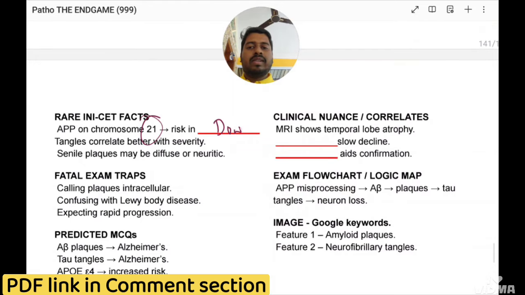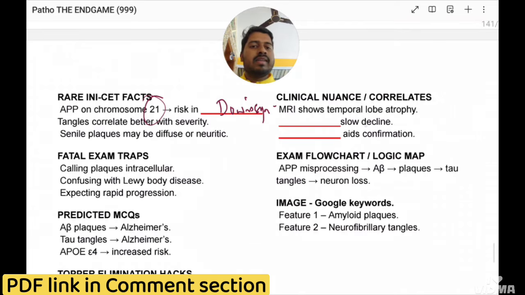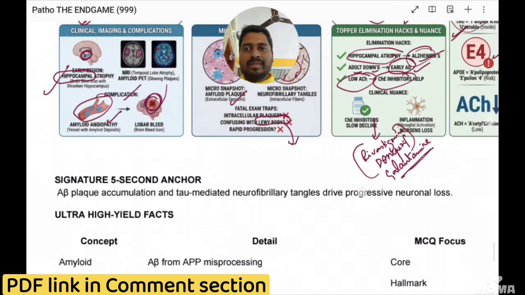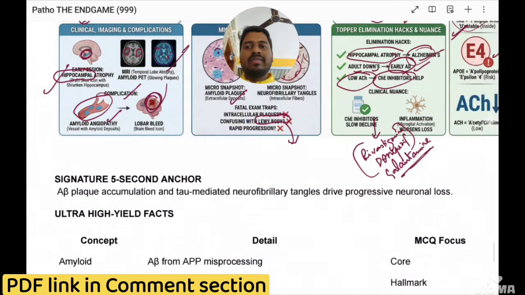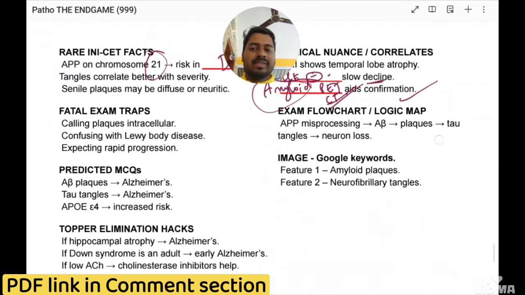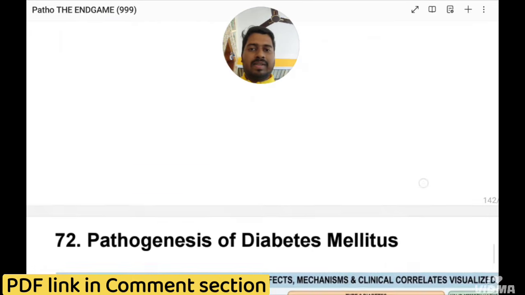Next, APP on chromosome 21, so there is risk in Down syndrome, with early onset Alzheimer's. What is used for slow decline? Acetylcholinesterase inhibitors. What aids in confirmation? There is something known as amyloid PET, amyloid positron emission tomography. That is what I showed you in this image, where you actually see plaques. I think I have explained everything.